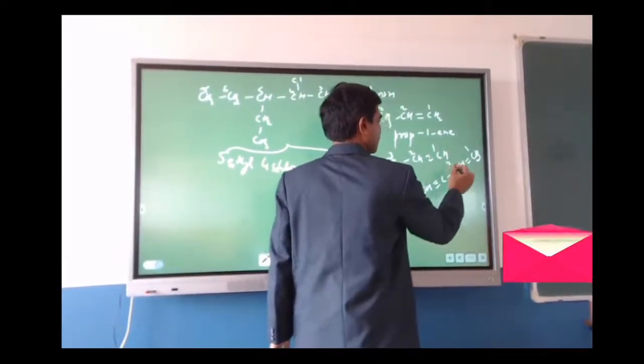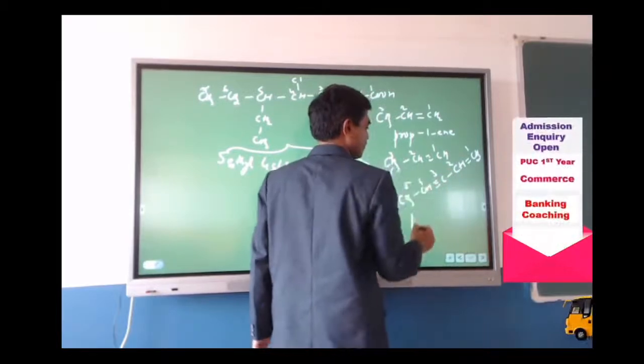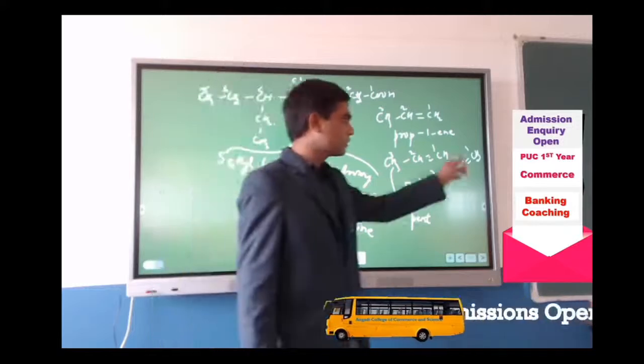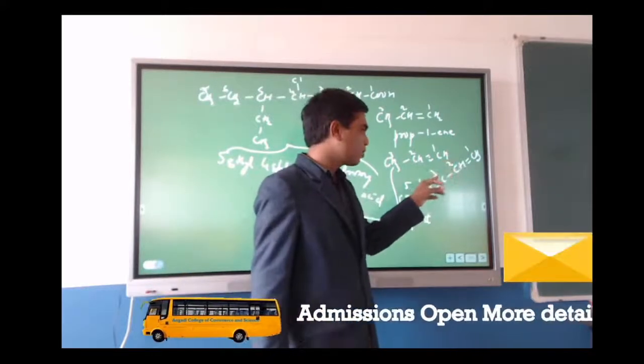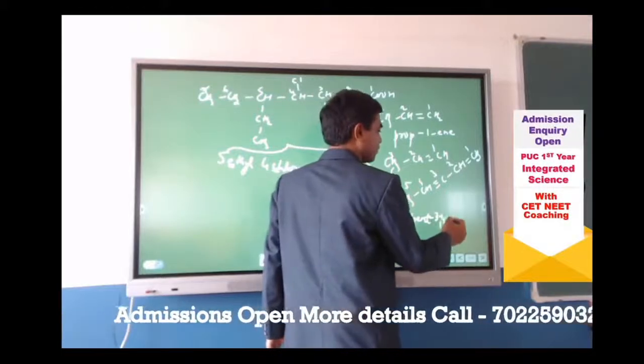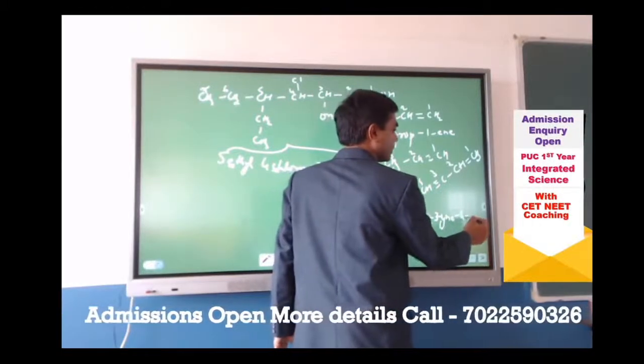So number starts from 1, 2, 3, 4, 5. You can write pent. Finish. Where is the double bond present? Between 1 and 2. Where is the triple bond present? 3 and 4. So you can write it as pent-3-yn-1-ene.